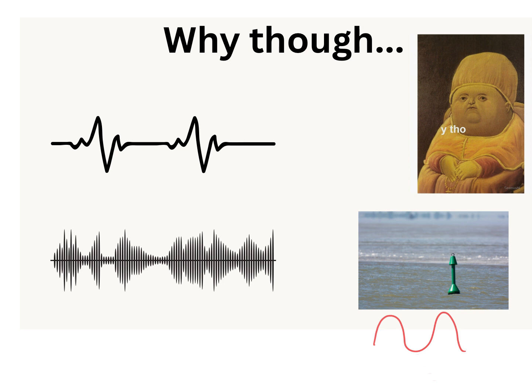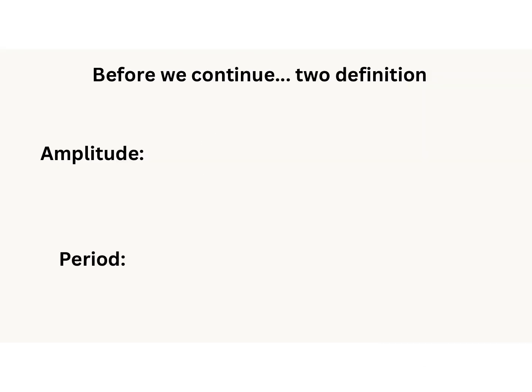Same with sound waves. So if you're a musician and you want to be a famous guitar player someday, of course you're going to need to know the shape of a sine or a cosine graph before you can become a famous musician. So before we continue, we're going to define two words that I'm going to be saying a ton over the next month or so. Those two definitions are going to be amplitude and period.